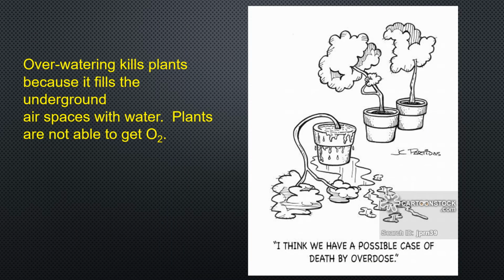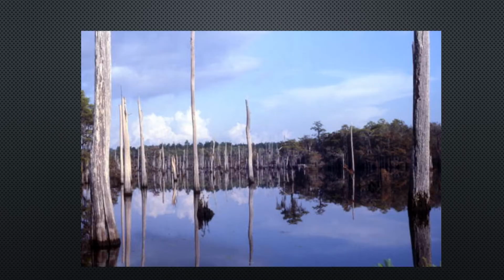In fact, if we overwater our plants and we fill in all those air spaces with water, we can actually suffocate the plant. So here's an example. When we go to create a lake, a man-made lake, and they dam up the river and then they create the lake, you get exactly that. You kill trees because you have now taken away the airspace for their roots. So this may look familiar. This is down near Jordan Lake. So when Jordan Lake was created, this is what happens to the trees.